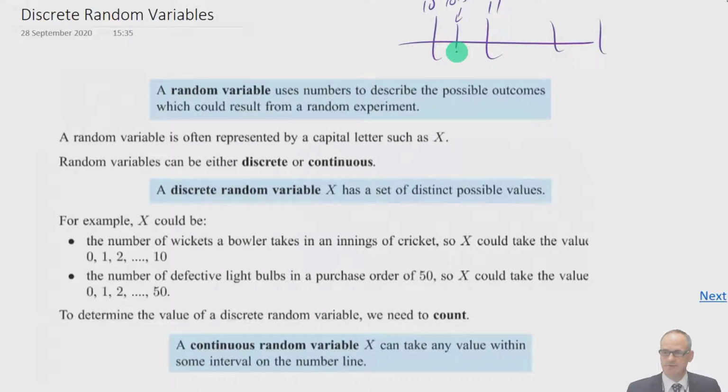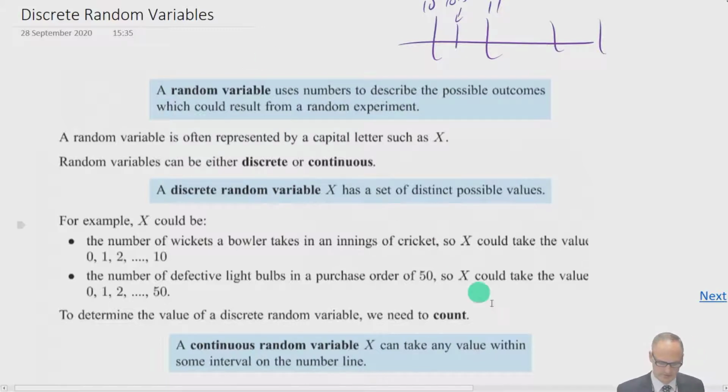So any measurement is a continuous variable. Time, distance, weight, all these things are continuous random variables. Anything you count is a discrete random variable. Now, there is a sizing measure which isn't a continuous random variable. In fact, most sizing measures for clothing are discrete random variables. So if you have small, medium, large, extra large, those are discrete random variables. Or if you have shoe sizes of 8, 9, 10, 11, again, discrete random variables. There's nothing in between those shoe sizes.